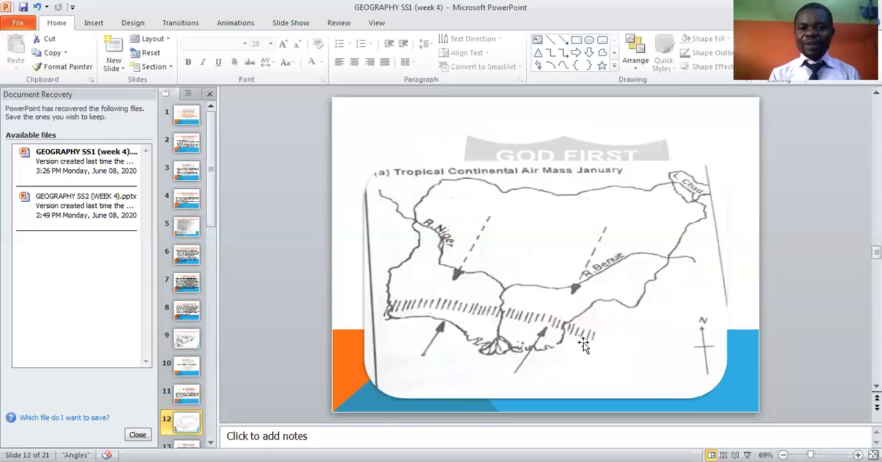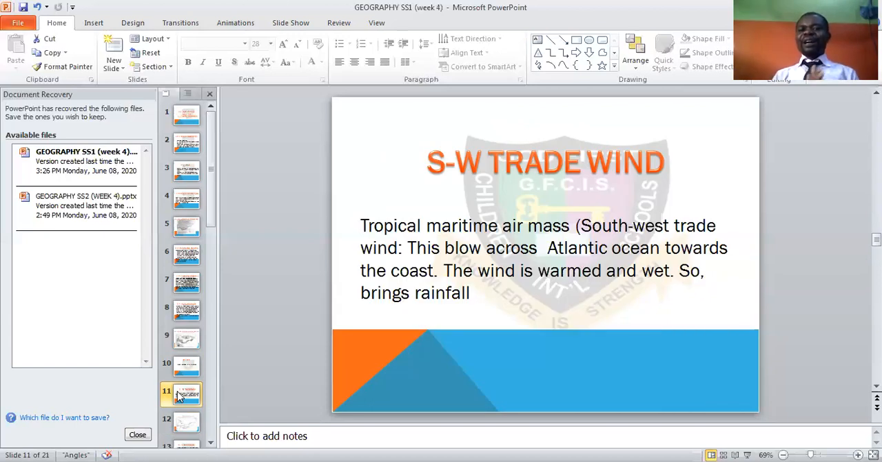If this is from the south, then to the west here, that is southwest. That is why it is called southwest trade wind. This wind is warm and wet. It is the one that carries rainfall, which makes us say wet season. It is the period we are in now, wet season.